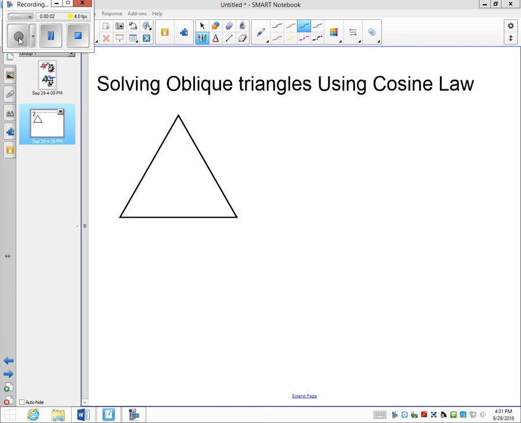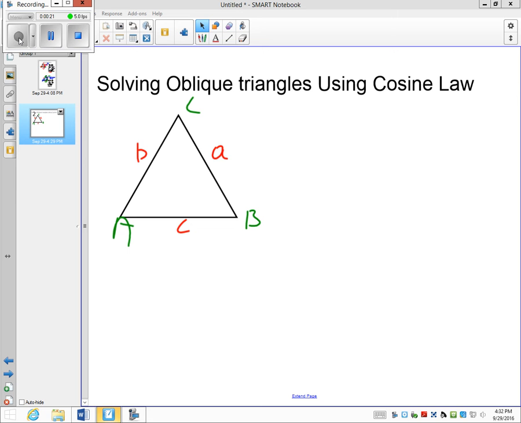In this video, we're going to solve oblique triangles using cosine law. Again, let's start by labeling the triangle. Let's say this triangle is labeled A, B, C. Let's label the opposite sides as side A, side C, and side B here.